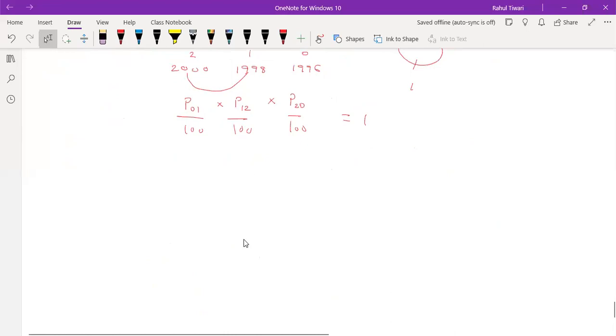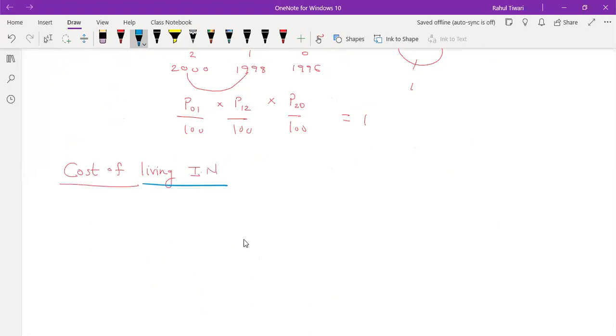Then we have another type of test called the cost of living index. This is another concept, which is quite important. So in the cost of living index number, I'll first explain the concepts of that. What is the meaning of it? What is the actual meaning of this cost of living? Remember, understand the term living.